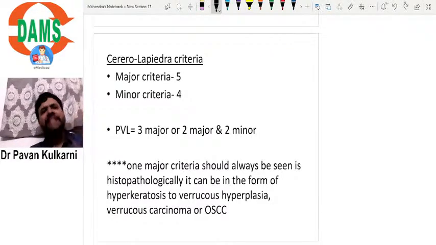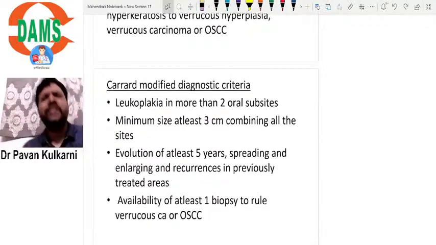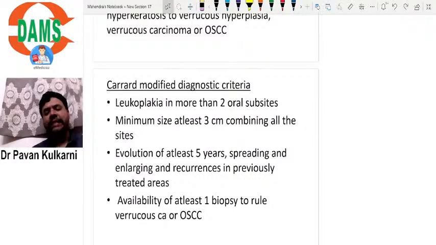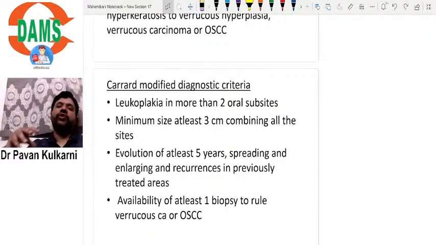One major criteria which is always seen in a PVL is histology. Biopsy you have to do in case of PVL. It is mandatory. To modify this Cerero-Lepidra, Gerard has given this criteria. He has summarized the entire thing. What he told is, if you see white patches in more than 2 areas, that is multifocal. If I am able to see a white patch on the buccal mucosa and a white patch on the floor of the mouth, that is a multifocal lesion.